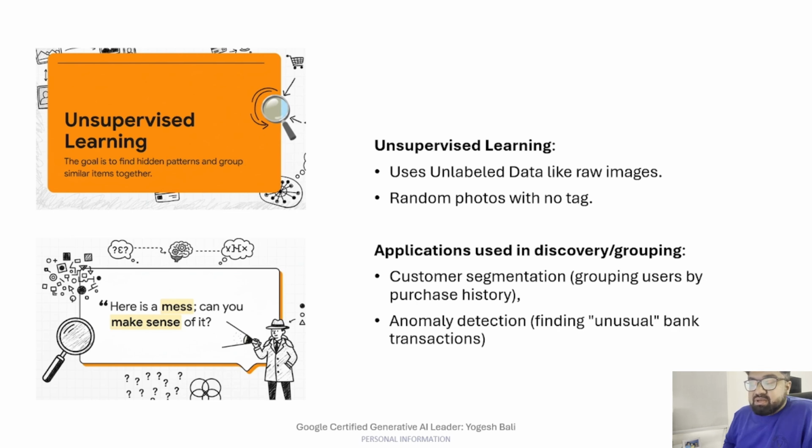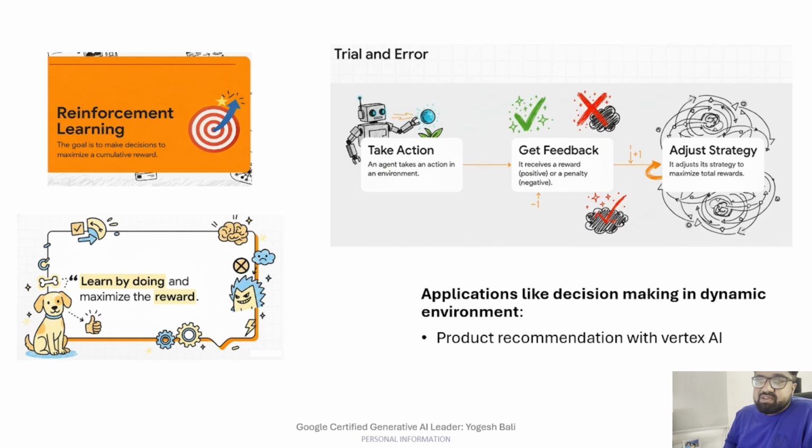Applications that use unsupervised learning can be where we want discovery or grouping, say grouping customers based upon their purchase history, or anomaly detection. Next type of learning is reinforcement learning. Here the goal is to make decisions to maximize a cumulative reward. Here we learn by doing and maximize the reward.